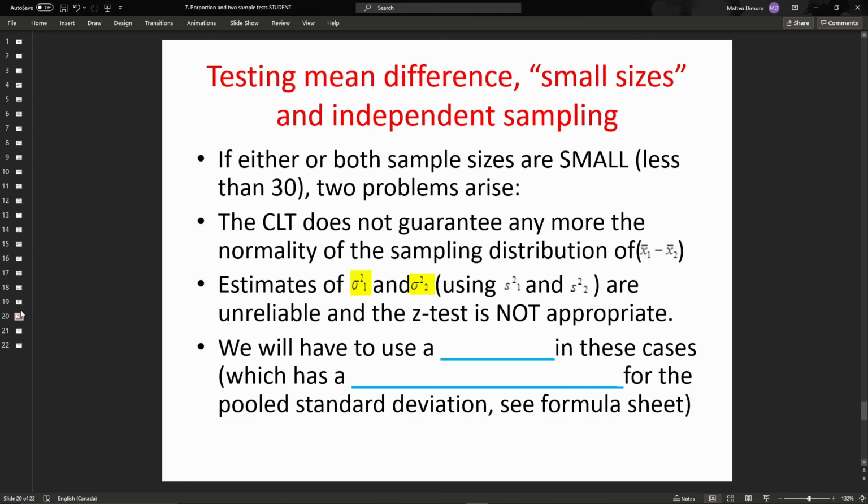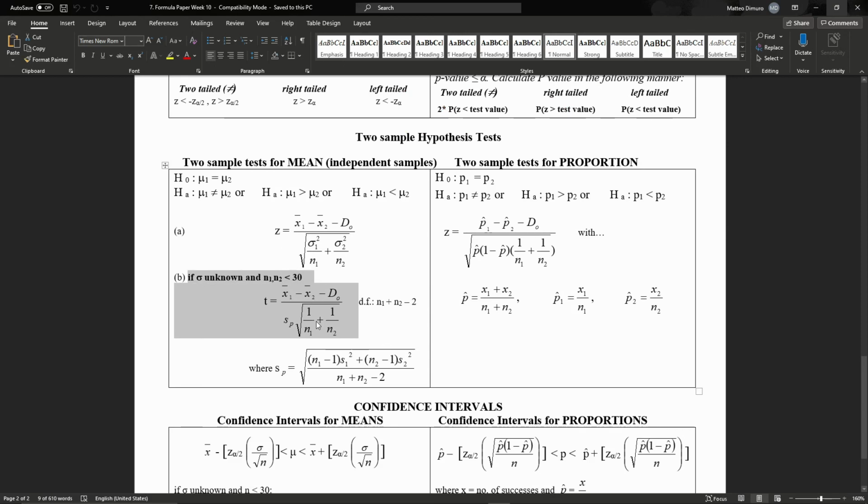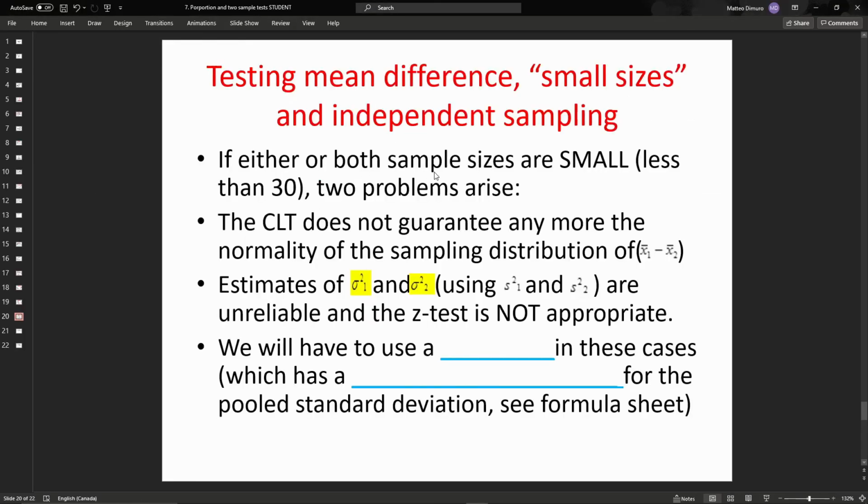So, last one here is, what if we have small sample sizes for testing the mean difference? So now all of a sudden we're back in this box here. So we're looking at sort of part B here. Let's take a look. So, if either or both of the sample sizes are small, so less than 30, we have 2 problems. Central limit theorem doesn't guarantee any more the normality of the sampling distribution. The estimates of the standard deviations are unreliable, and the z-test is not appropriate. So we're going to have to use a t-test.